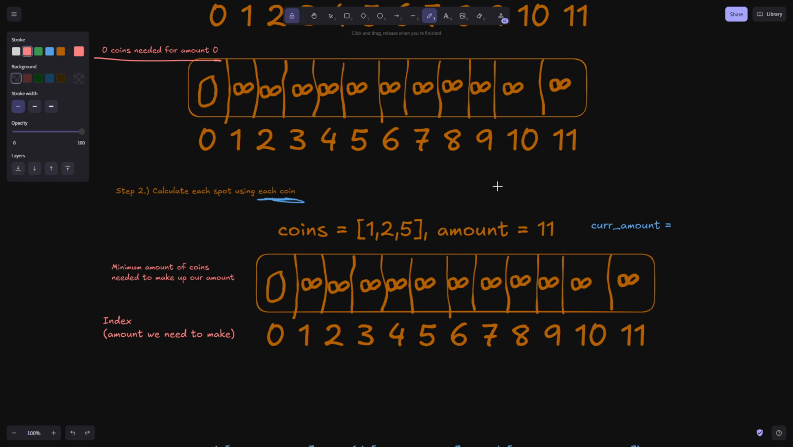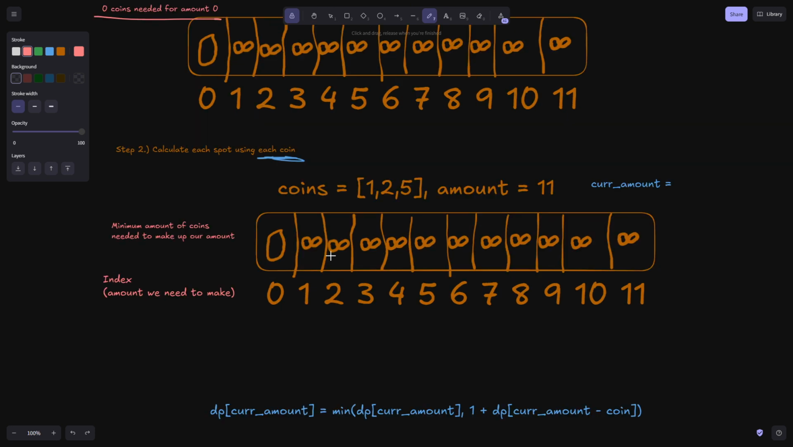Okay, but anyways, back to the problem. So that's how we're going to use this. We're going to use previous stored results to make an efficient solution that is very fast. Okay, and the way we're going to solve this is I'm going to explain it like this. These indexes here are just the amount we need to make at the given index. The given index is the amount we need to make using some combination of coins. And here, these answers in the actual array are the minimum amount of coins needed to make up our amount, okay?